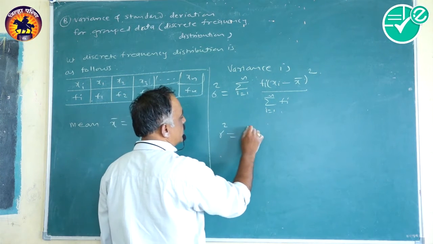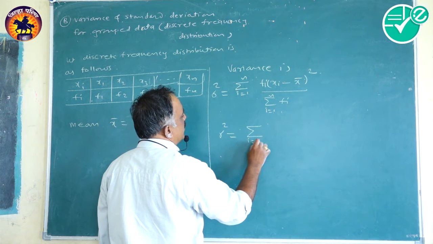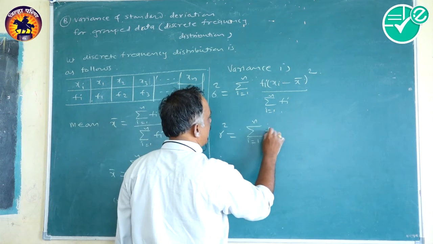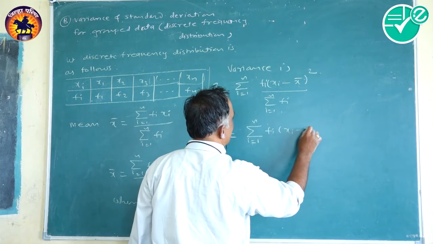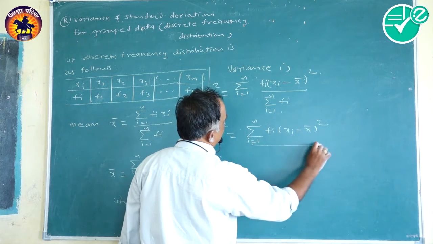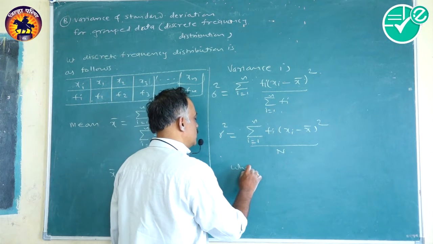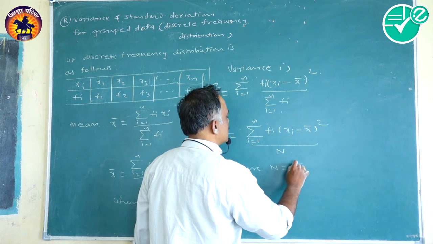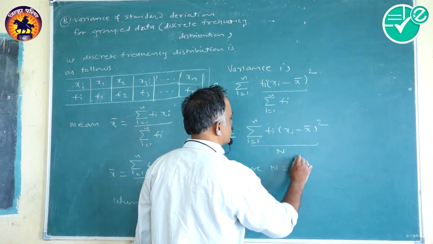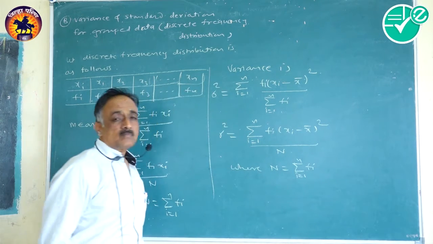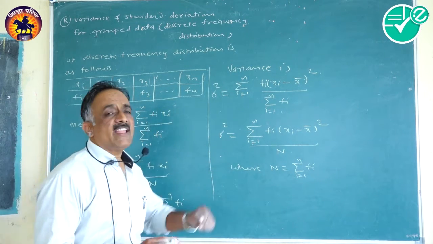And therefore sigma square is equal to summation i equals 1 to n fi (xi minus x bar) whole square divided by N. You know what is capital N, where capital N is equal to sigma or summation i equals 1 to n of fi. Well, this is the variance.